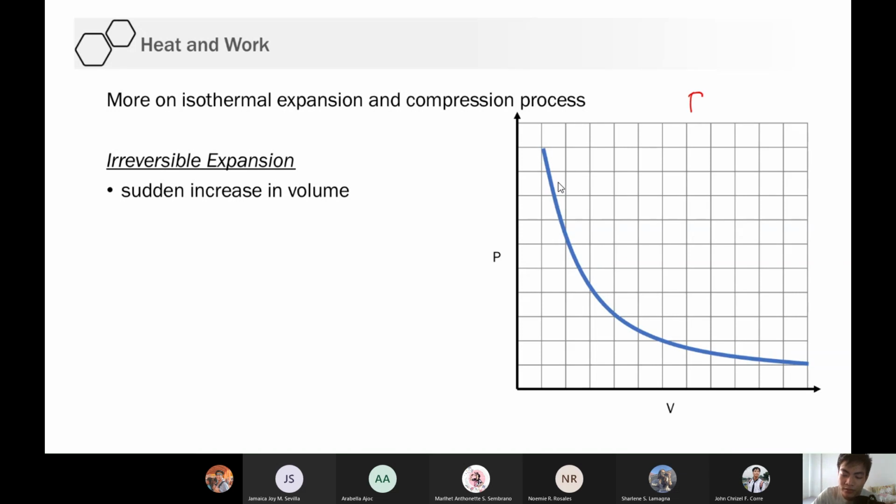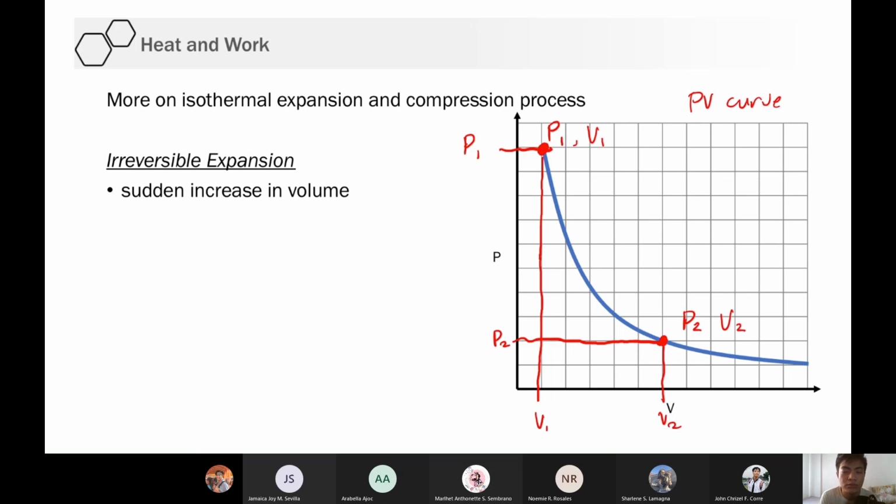Okay. So this is the curve. This is the PV curve, no? That's the pressure-volume curve. Ganyan talaga itsura niyan. Okay. So suppose this is our initial pressure and the initial volume. Ito yung initial volume. And at this point, we have the pressure 2 and the volume 2.